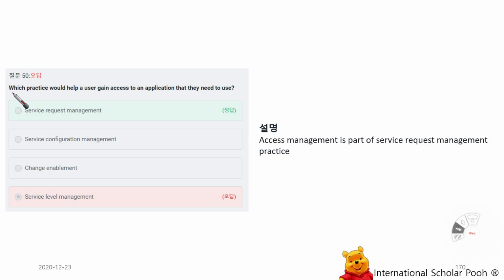Which practice would help a user gain access to an application that they need to use? Service request management. Access management is part of the service request management practice.